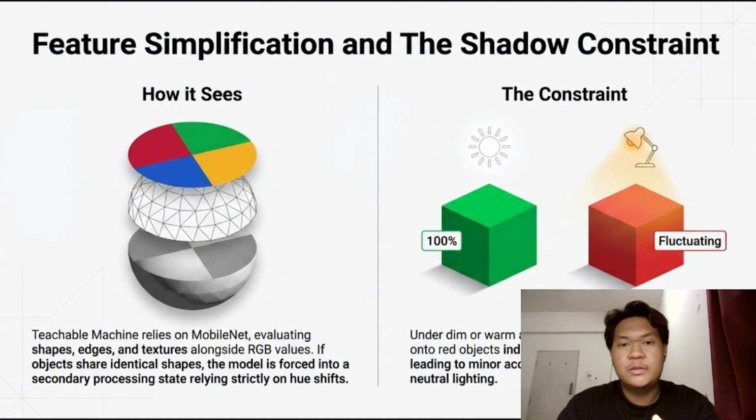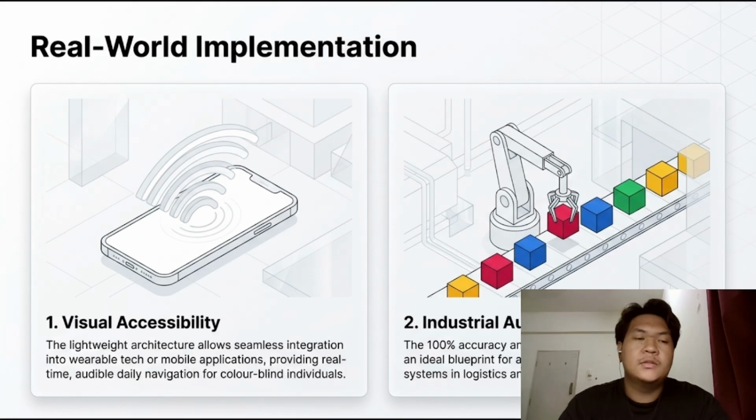But it also has limitations. For example, a yellowish tint, dim lighting, or warm artificial lighting. For example, if the red color is under the light, it may seem yellowish or orange in the image. So it causes a little bit of confusion for the model.